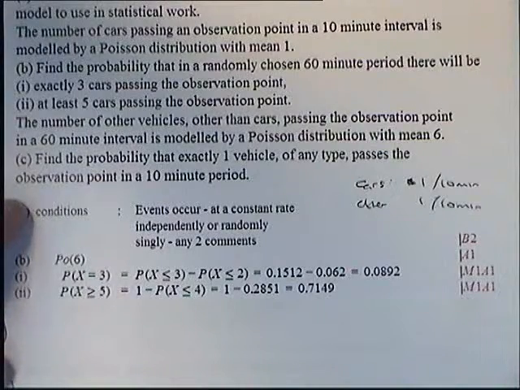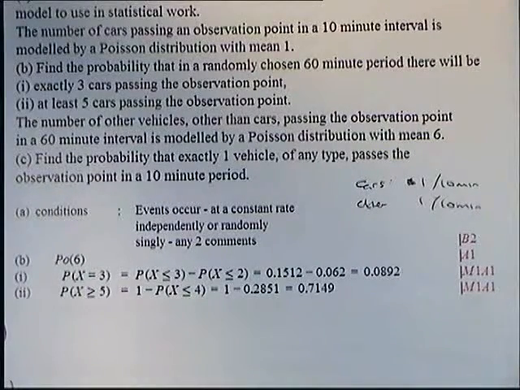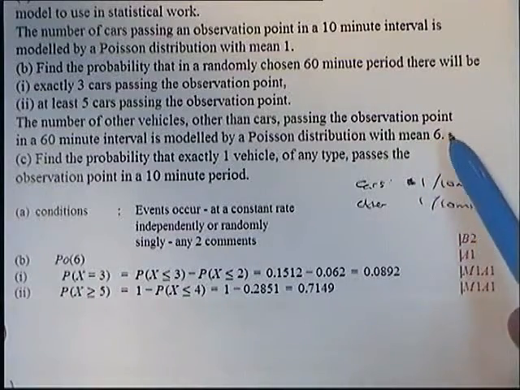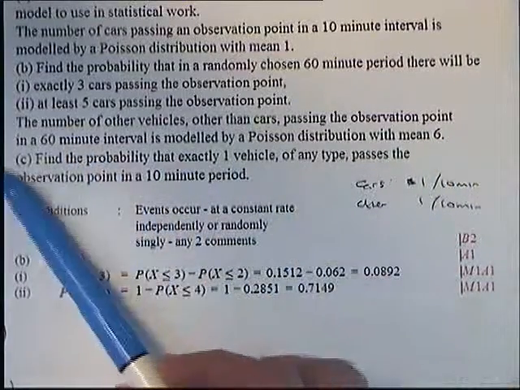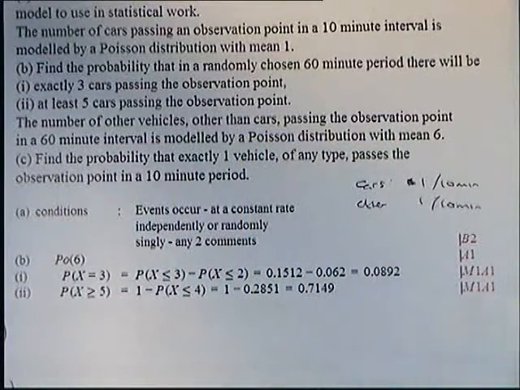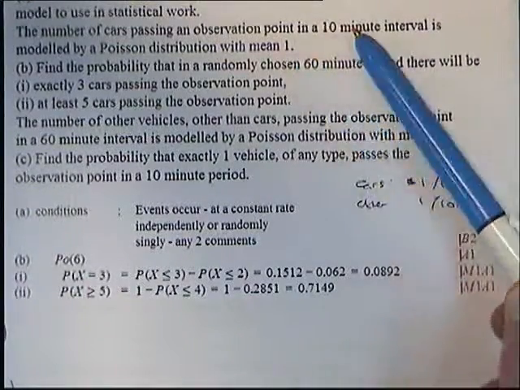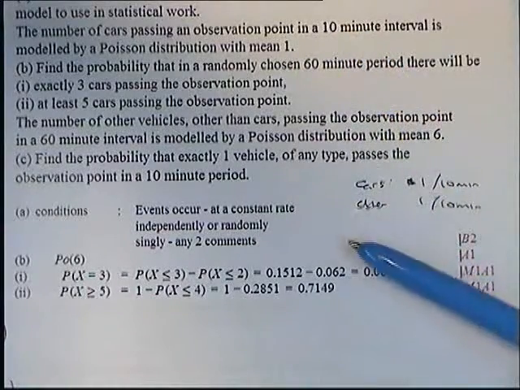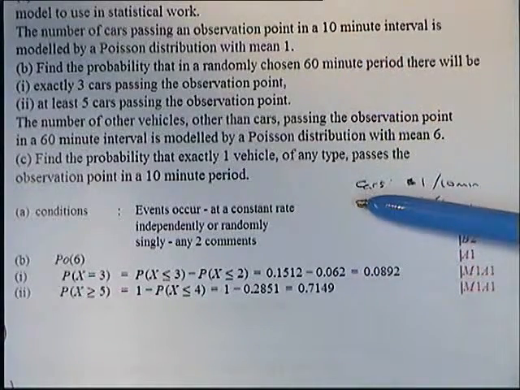They're now telling us that other vehicles other than cars pass at a rate in 60 minutes. Let's read that full sentence, sorry. The number of other vehicles other than cars passing the observation point in a 60-minute interval is modeled by a Poisson with a mean of 6. Find the probability that exactly one vehicle of any type passes the observation point in a 10-minute period. We know cars is 1 in 10 minutes. How many other vehicles are we expecting in a 10-minute period?